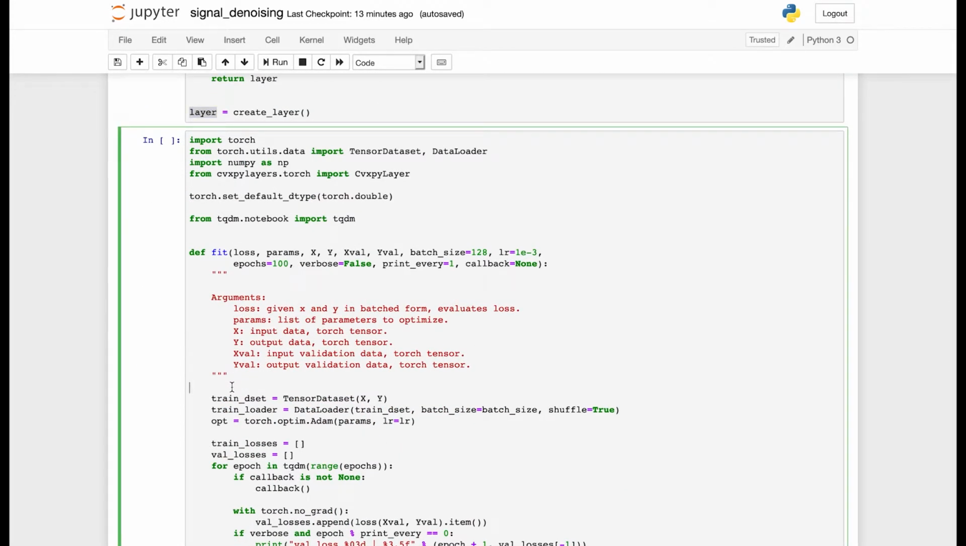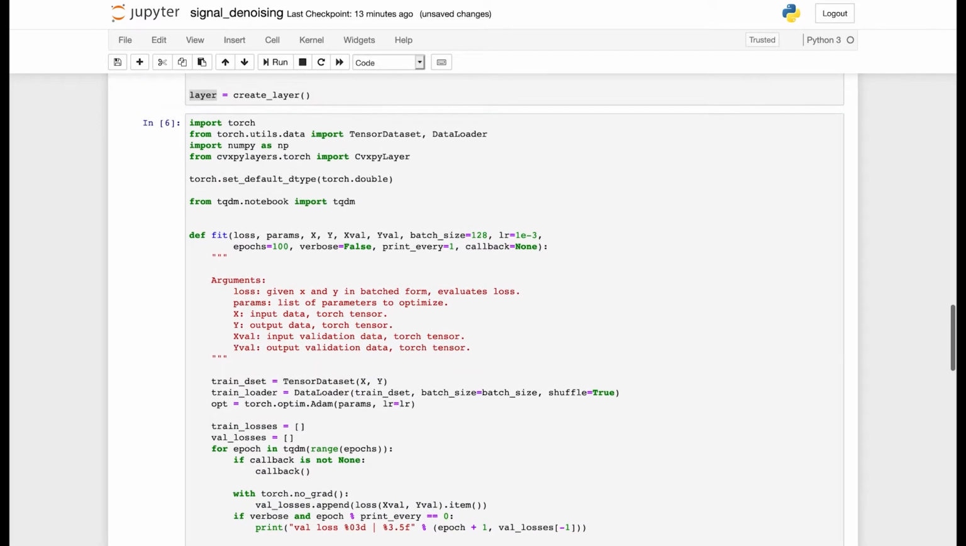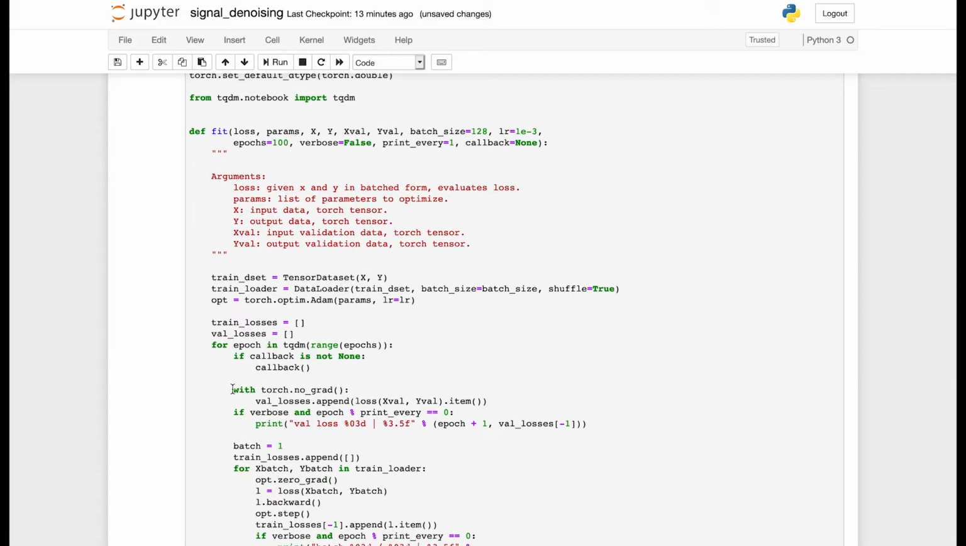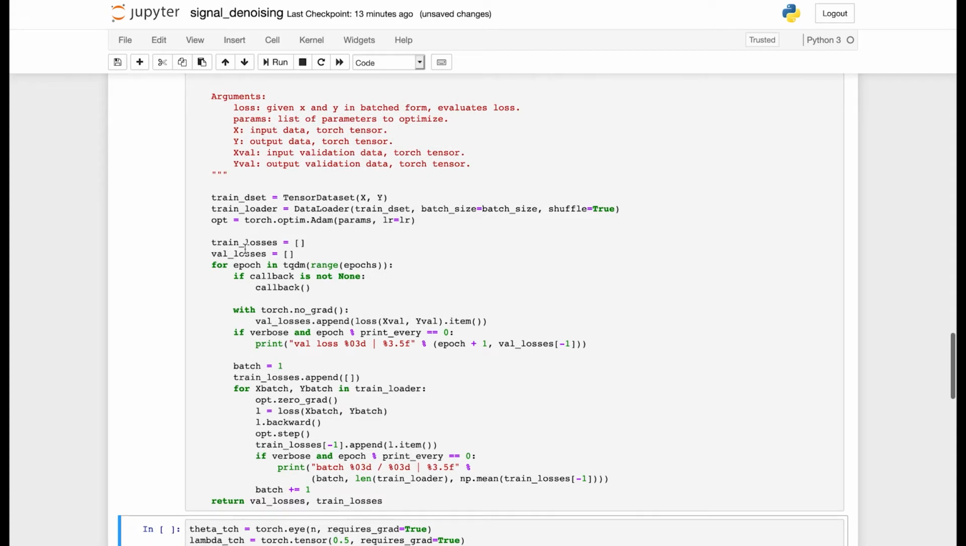This next cell is just very standard generic PyTorch code that doesn't really have anything to do with CVXPY layers specifically. It's just a stochastic gradient descent loop. You give it a loss function, a callable which, given x and y, evaluates the loss. You give it the parameters that you want to optimize over, and then the training data and the validation data. I won't go over this in much detail, but it's really just standard PyTorch stochastic gradient descent.